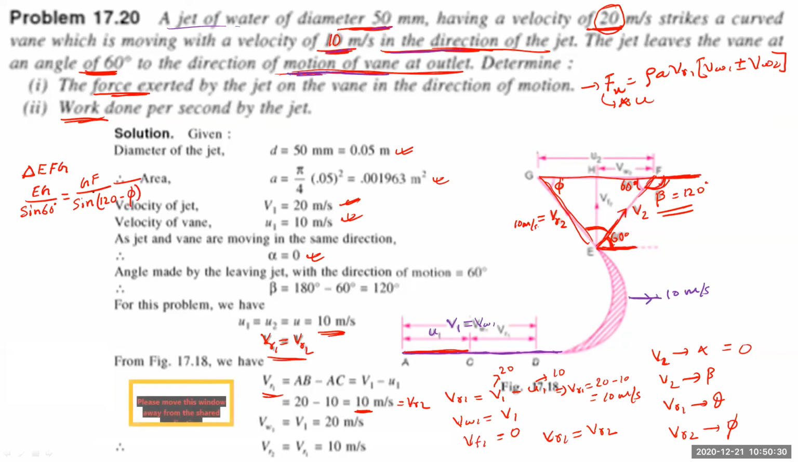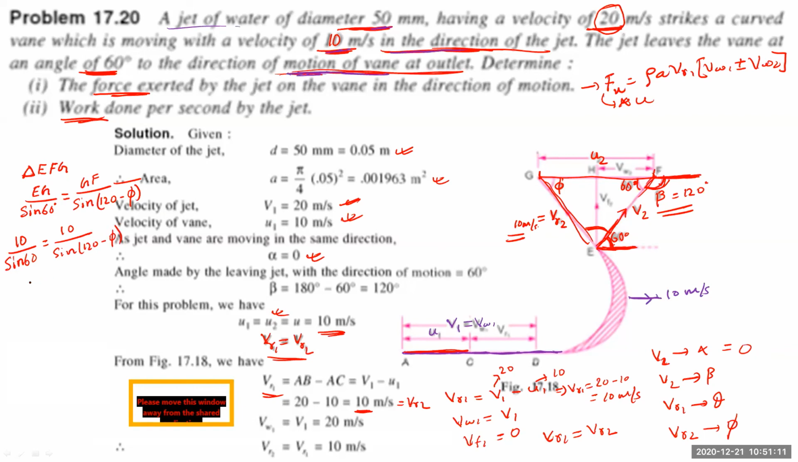Can I write like this? Now, if you see what EG is, EG is your VR2, that is 10. We know that value. So for EG, I am writing 10 upon sine 60. The value of sine 60 you can calculate from your calculator. Equals to GF. GF, from here up to here, is nothing but your U2, and U2 is given in the numerical. You can see here, U2 equals 10 meter per second. So for U2 also, I am writing 10 upon sine of 120 minus phi.